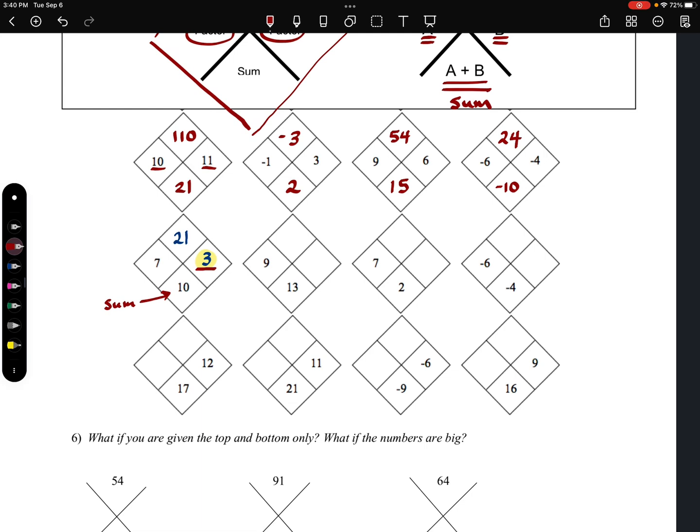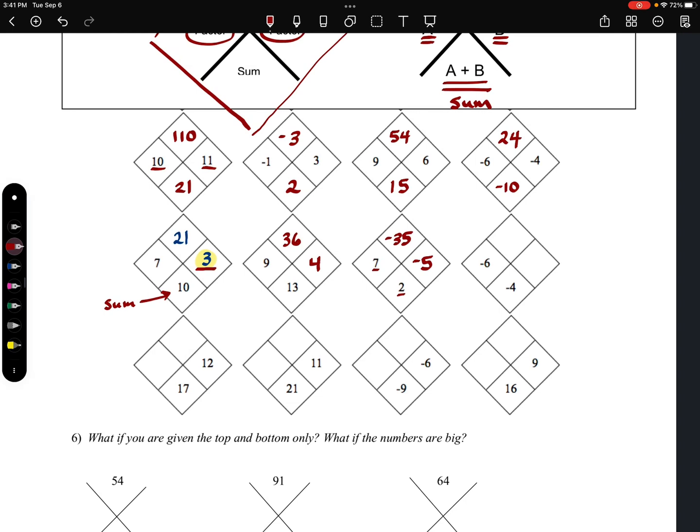All right, the next one, 9 plus blank is 13. We know that's 4, and then 9 times 4 is 36. Next one, 7 plus something is 2. So since this number is smaller than this number, right, it's going down. So what do we have to add to 7 to get to 2? Well, we would have to add a -5. And then -5 times 7 is -35.